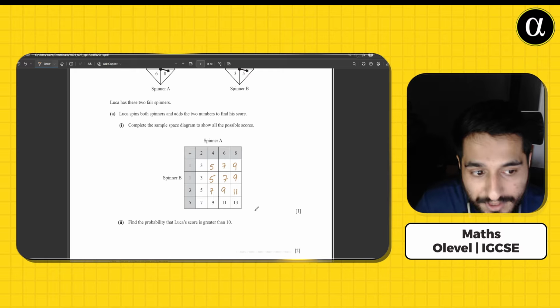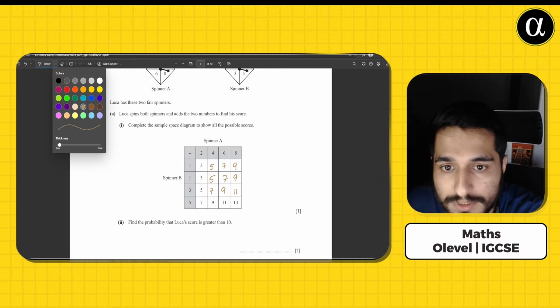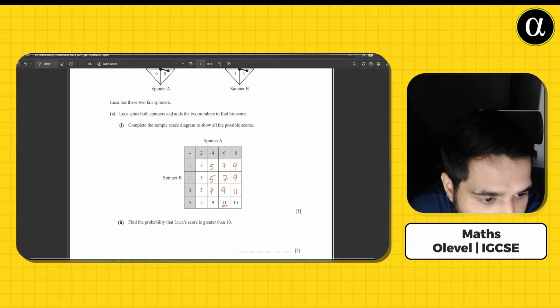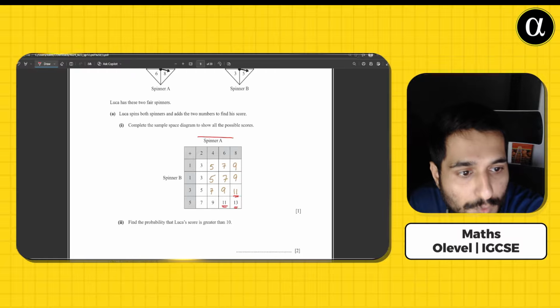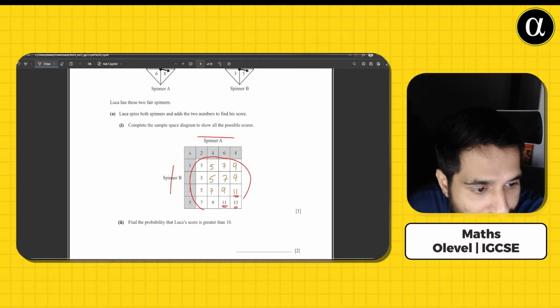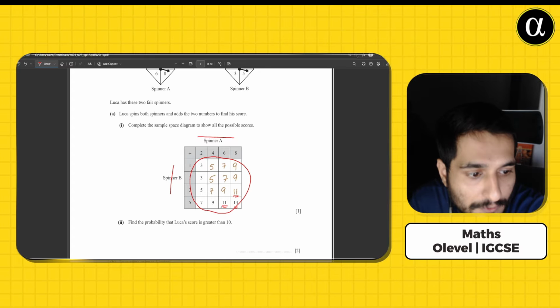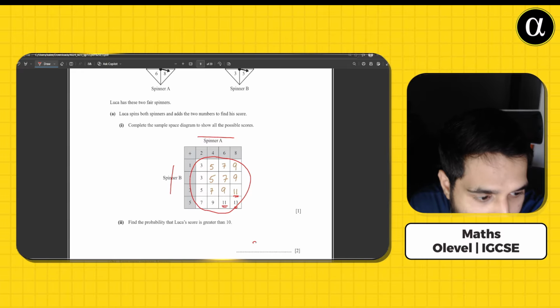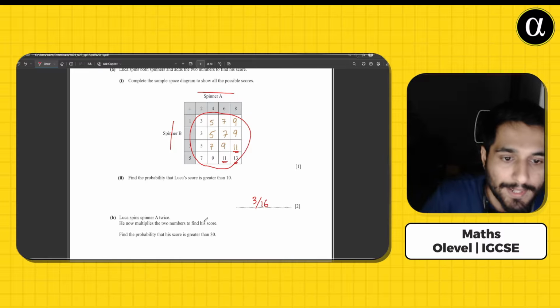Now just find the probability that this person's score is going to be greater than 10. Let's highlight what numbers are greater than 10. Now we can say that these numbers are going to be greater than 10. How many numbers do we have? We had 4 on this side, 4 on this side. The total number of outcomes is going to be 16, right? So we say favorable outcomes upon total outcomes. We are concerned about greater than 10, which means 3 outcomes upon 16 outcomes in total. That's going to be the probability.